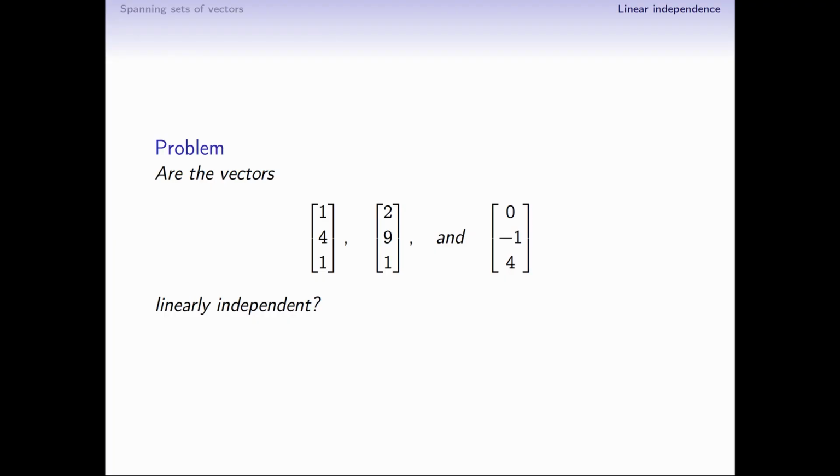Here's another problem of the same type. Here are some vectors in three-dimensional space. So is this collection of vectors linearly independent? Let's head over to the document camera and look at the solution to this problem.